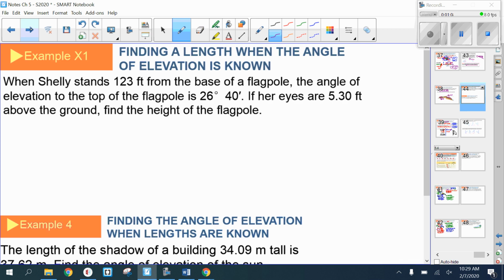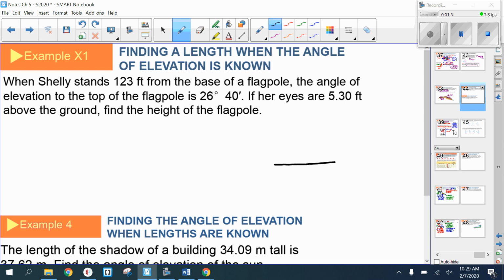All right, so here are some application problems. When Shelley stands 123 feet from the base of a flagpole, the angle of elevation to the top of the flagpole is 26 degrees 40 minutes. If her eyes are 5.3 feet above the ground, find the height of the flagpole. I really think this problem would be difficult without drawing a good picture. I am a huge advocate of drawing a good picture here. It's going to be a right triangle.